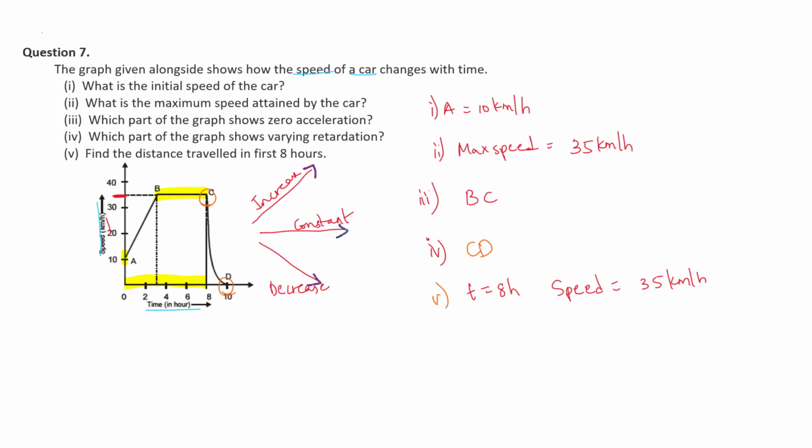I see the time on the x-axis and speed on the y-axis. This is our point. For 8 hours, the speed is 35 km per hour and time is 8 hours. So I'll calculate the distance. Distance equals speed into time, 8 into 35, that is equal to 280 kilometer. I hope you understand how to study the graph. Here it was a graph of speed and time. Let's go to another question.